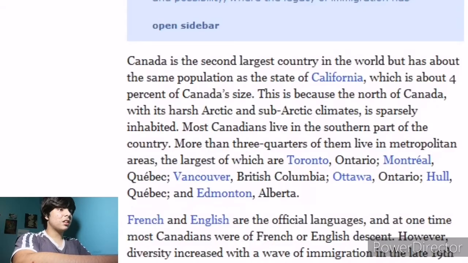Okay. Canada is the second largest country in the world, but has about the same population as the state of California, which is about 4% of Canada's size. This is because the north of Canada, with its harsh Arctic and subarctic climates, is partially inhabited. Most Canadians live in the southern part of the country. More than 3/4 of them live in metropolitan areas, the largest of which are Toronto, Ontario, Montreal, Quebec, Vancouver, British Columbia, Ottawa, Ontario, Hull, Quebec, and Edmonton, Alberta.